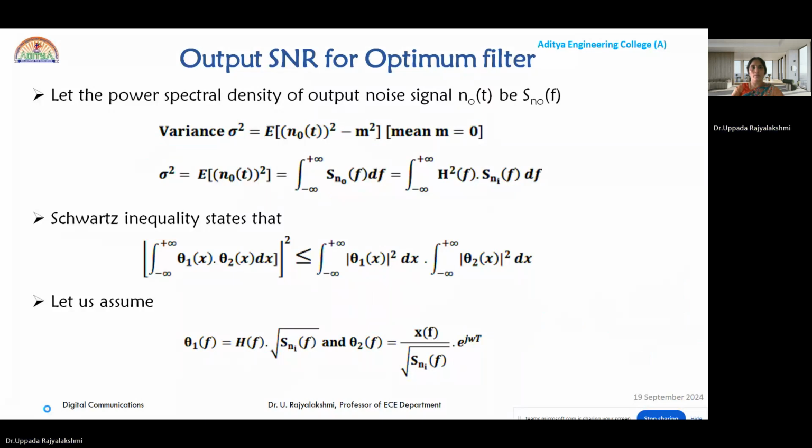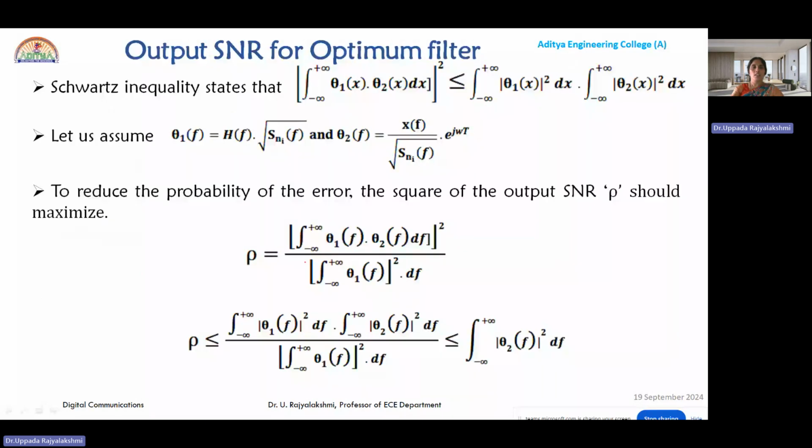So in order to represent clearly, rho can be written as integral from minus infinity to plus infinity of theta 1 of f into theta 2 of f into df, whole square. If you multiply these two expressions, you will get in the numerator H of f into X of f into e power j omega t. And in the denominator, theta 1 of f square. If you square this theta 1 of f, you can write it as H of f square into SNI of f df. That is nothing but our variance.